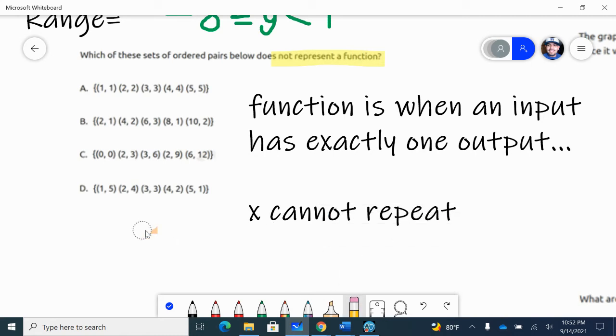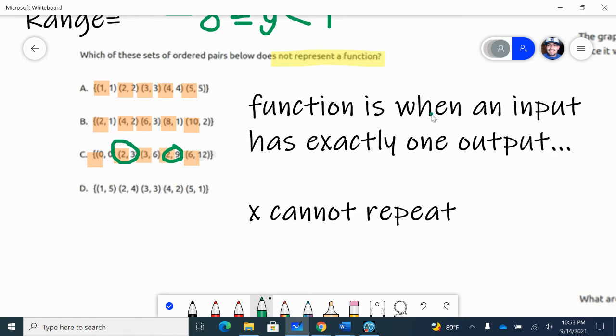So looking at A, I have 1, 2, 3, 4, 5. Does x repeat? No. So A is a function because x cannot repeat. Look at B. 2, 4, 6, 8, 10. Do any of those repeat? No. They're all different. Let's look at C. 0, 2, 3, 2, 9. Uh-oh. Wait a minute. Something's not right here. Let me do that again. Let's just circle it a little bit bigger here. 2 and 2 repeats. So again, a function means that every input has exactly one output.